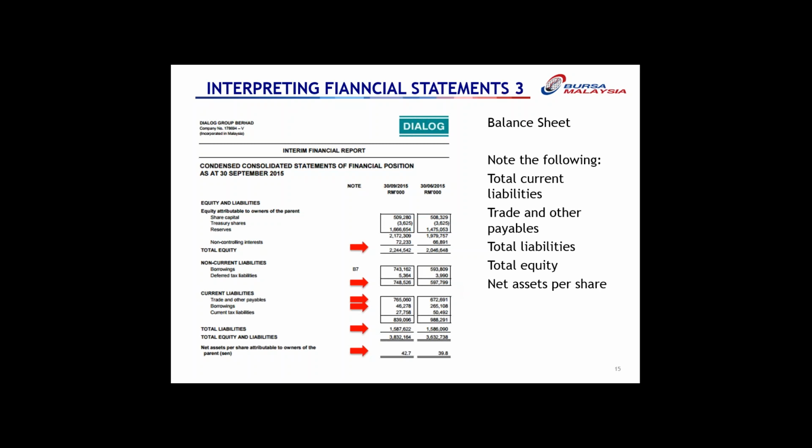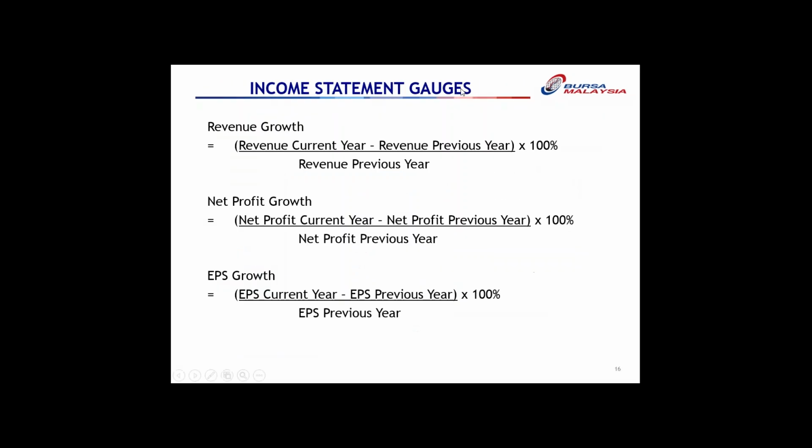Will become clearer. Now, income statement gauges. We need to know that it is revenue growth, net profit growth, and EPS growth. Now, all this would show how the company is performing, and normally it is measured against the previous year. Okay, so how do we calculate it?